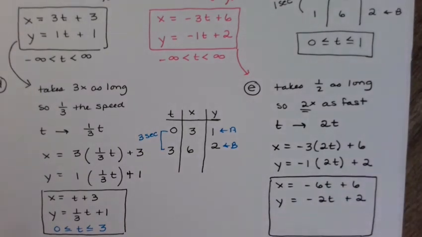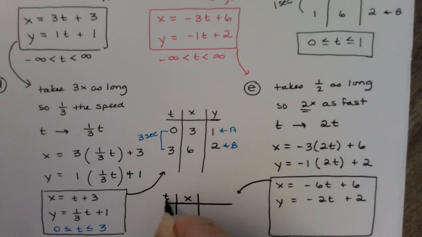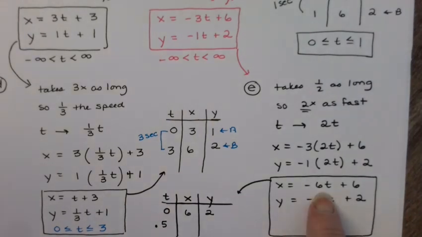To get just the line segment, we'll again have to restrict. This was the table for this one. I'm going to put the table for this one down here. At time 0 would be at the point 6, 2. And we wanted to be able to travel from B to A in half a second. So let's put 0.5 in for t. That would be -3 plus 6 is 3. And when t is a half, that'd be -1 plus 2 is 1.